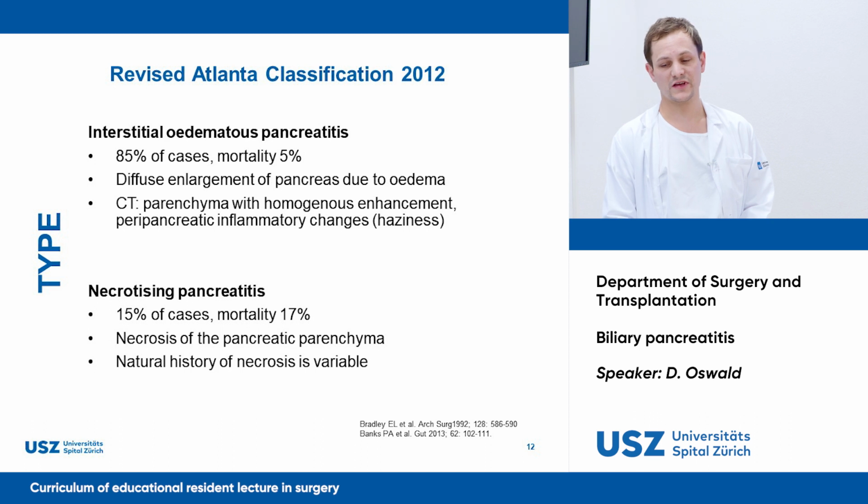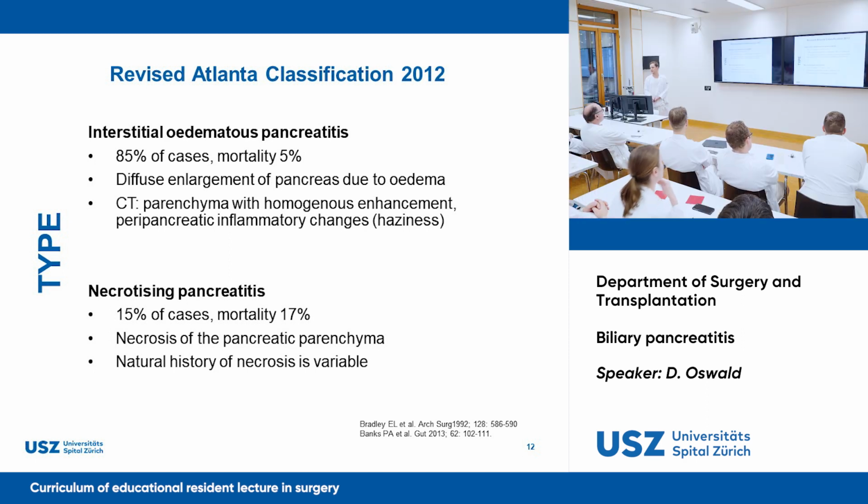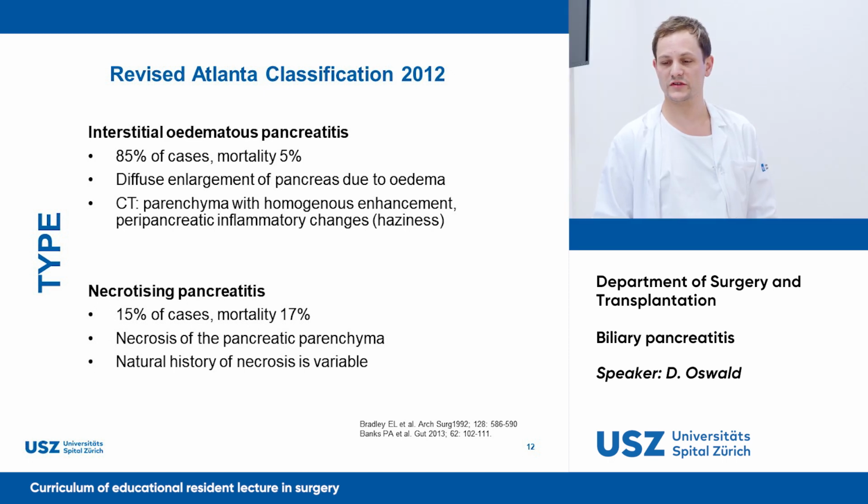The second type is the necrotizing pancreatitis. It is only 15% of the cases, but with a much higher mortality of overall 17%. There is typically necrosis of the pancreatic parenchyma, and the natural history of this necrosis is very variable. They can remain solid, they can liquefy, they can remain sterile, or can become infected, can persist or disappear.